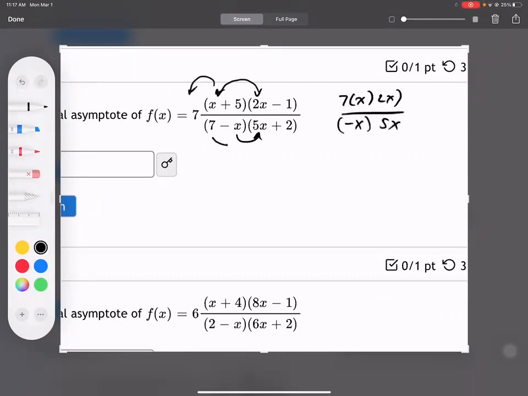So what will those front coefficients be? This will be 14x squared and negative 5x squared. Take a look. They have the same exponent, right? They have the same exponent. And what does the rule say when they have the same exponent? We just copy the front value here.